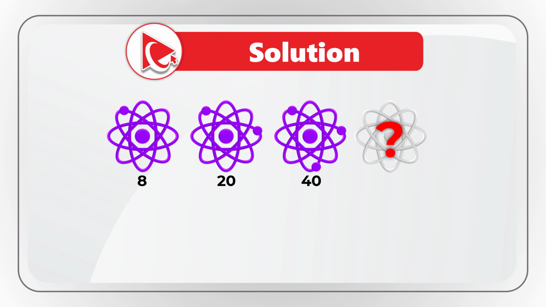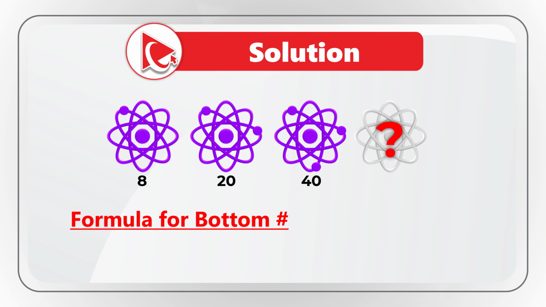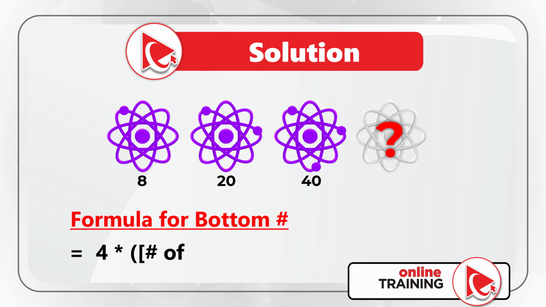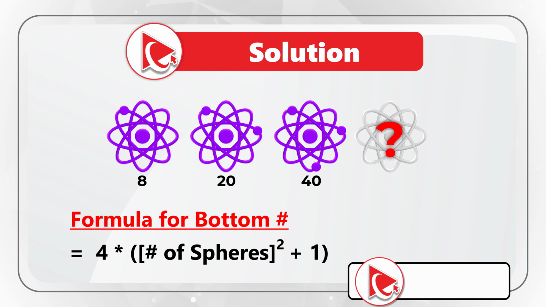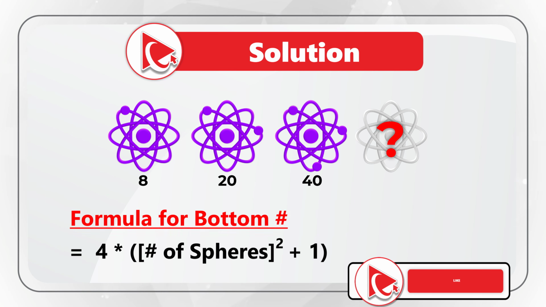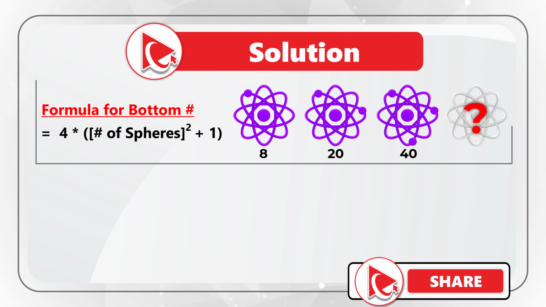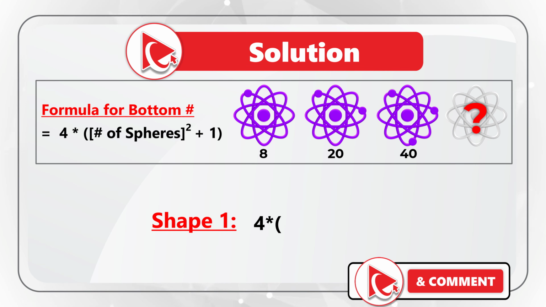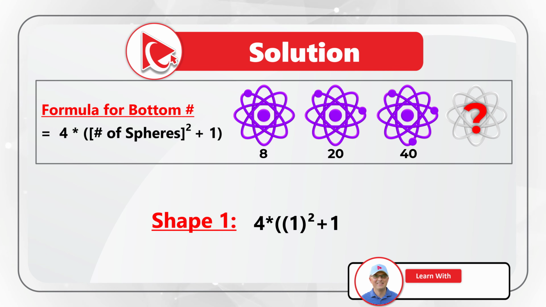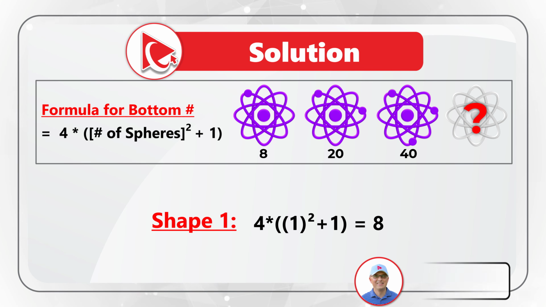of spheres. For example, the formula to do bottom number calculation is 4 multiplied in parentheses number of spheres squared plus 1. So to calculate the bottom value for the first shape, we need to multiply 4 in parentheses 1 squared plus 1, which would be equal 8.